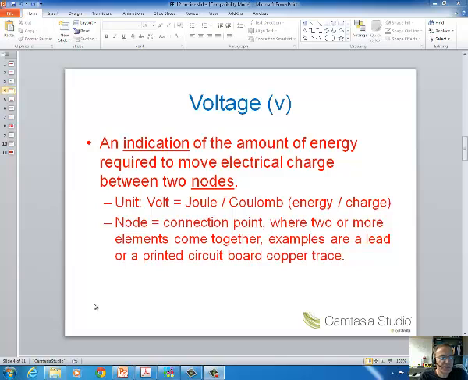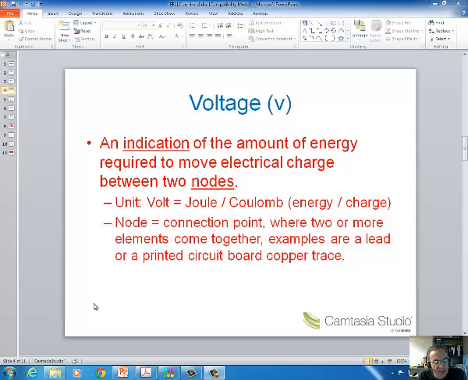Hi, in a previous lecture we talked about how current is the movement of electrical charge. Well, it takes energy to get that charge to move, and voltage is an indication of how much energy is required to move electrical charge between two nodes in a circuit. So there's a couple of key words here in this definition that I have underlined.